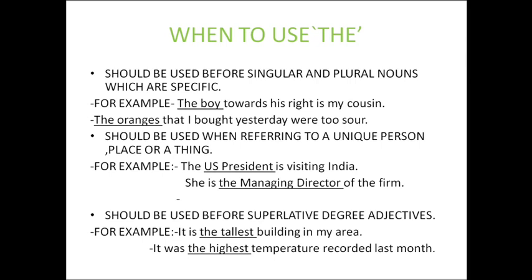Another example is the oranges that I bought yesterday were too sour. Here I'm talking about those specific oranges that I bought yesterday. So I'm using the before oranges. Also, the should be used when we refer to a unique person, place, or a thing. For example, the US president is visiting India. Here, US president is unique, is only one. So I'm using the before US president.